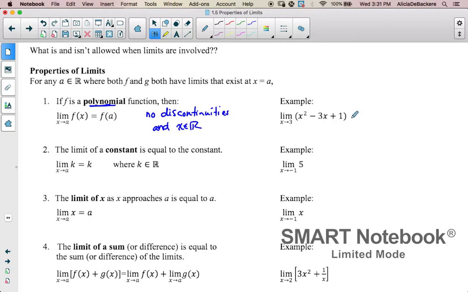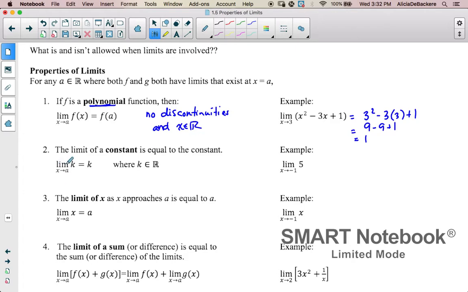So in our example here, we've got the limit as x approaches 3 of this polynomial. It's just a quadratic. And what that tells me is I can actually just plug 3 into the equation. And we've been doing this, right? We did this yesterday. But here it is, as a rule, you are allowed to do this to find the limit. All right, the second rule: the limit of a constant is equal to the constant.